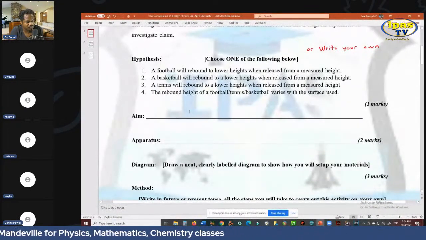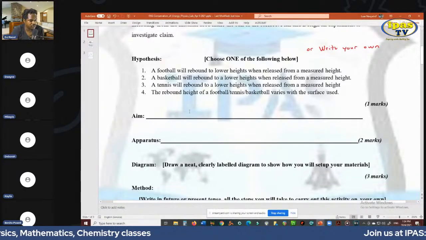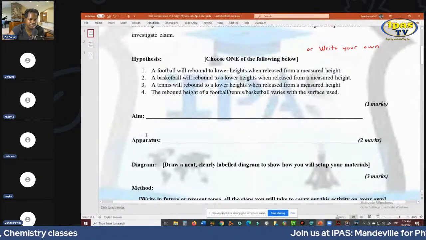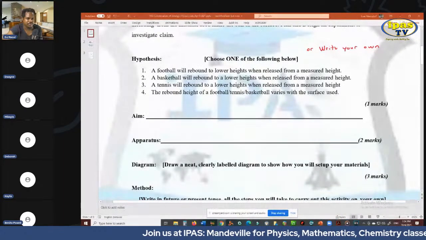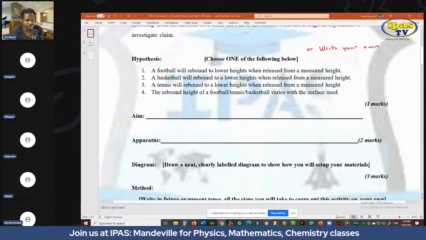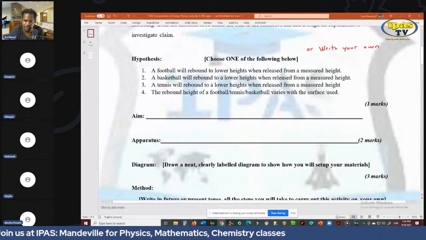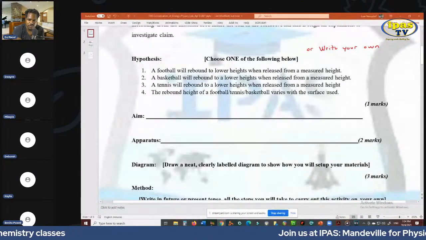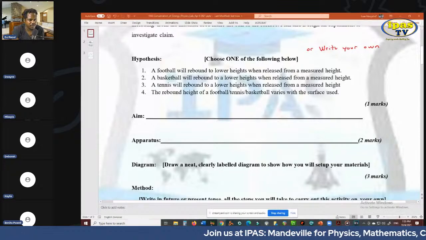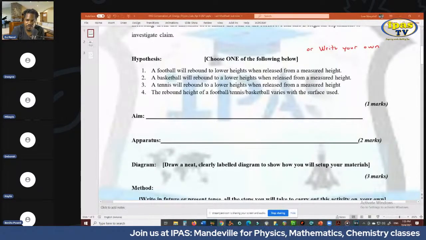Anybody else? Michaela, Deborah, Kayla, Benito. Deborah is feeling the second one, which is a basketball. All right. So yeah, that can work. Basketball will rebound to lower heights when released from a measured height. Okay. That sounds good.